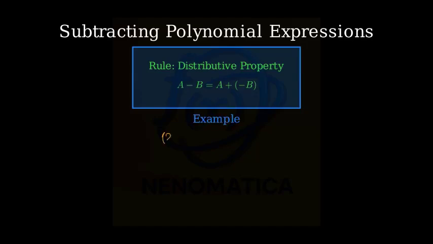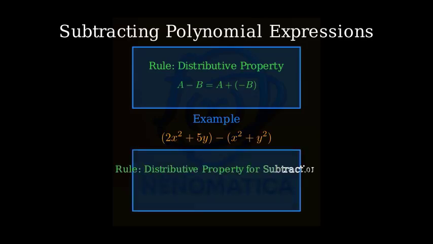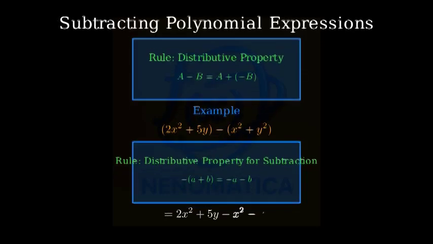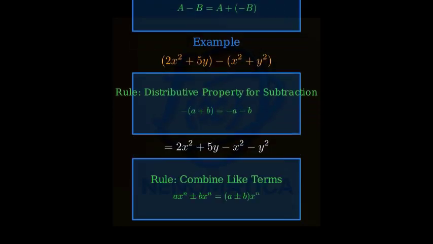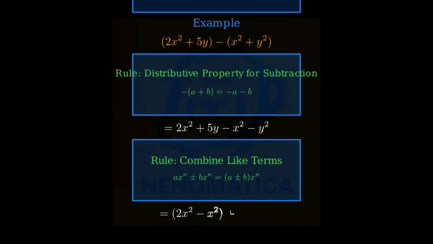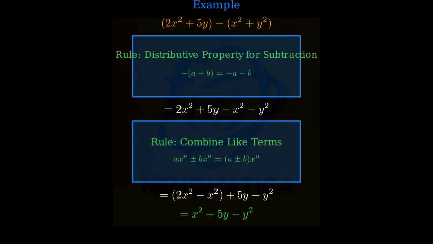We have the expression 2x squared plus 5y minus the expression x squared plus y squared. First, we need to remove the parentheses. We keep the first group as is, and change the sign of each term in the second group. So, we have 2x squared plus 5y minus x squared minus y squared. Next, we'll rearrange the terms by grouping like terms. We have 2x squared minus x squared, which is x squared, plus 5y minus y squared. Finally, our answer is x squared plus 5y minus y squared.